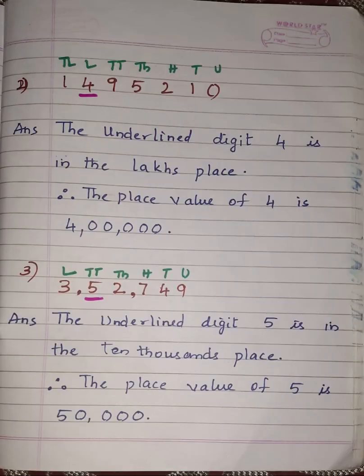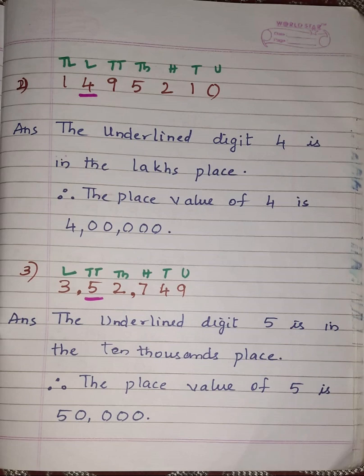Okay children. Now students, our second sub question is the number given is 14 lakhs 95,210. Now as you can see on the screen, I have written on the top of each digit the corresponding place value in green sketch. Even you must write it in your notebook.